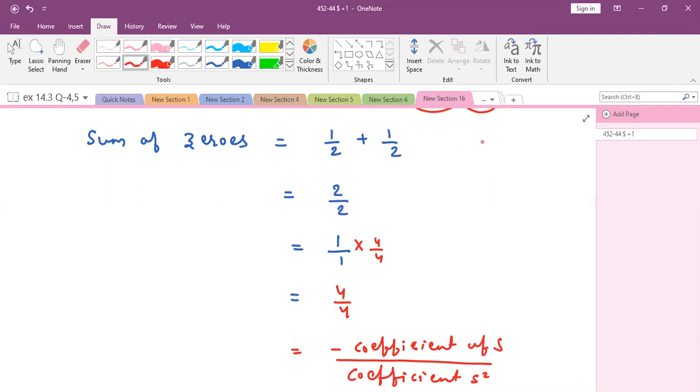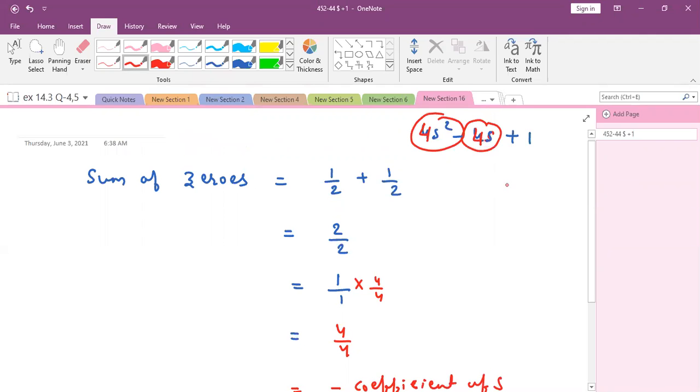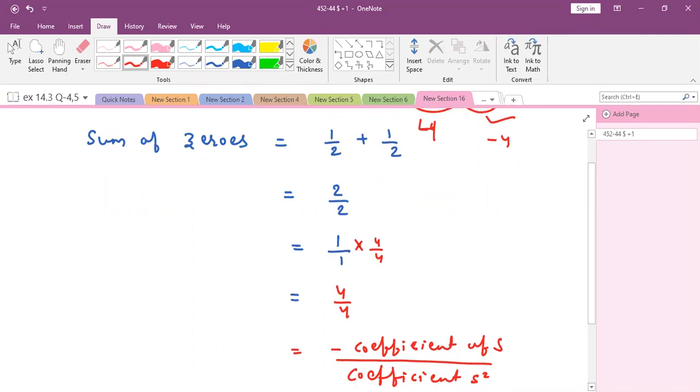Here, the coefficient of s was -4, and the coefficient of s square is 4. So we got 4 upon 4. If we don't get the same coefficient, then we can multiply the same factor, the same multiple, to both numerator and denominator. So that is 4 upon 4.